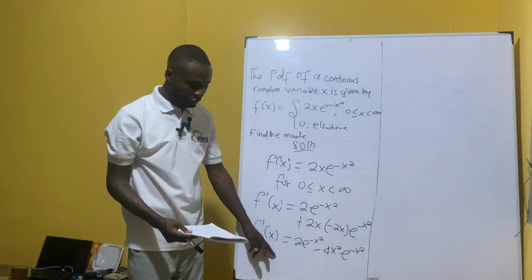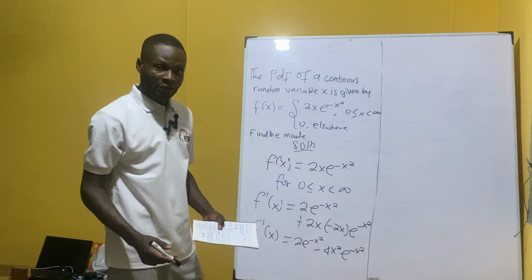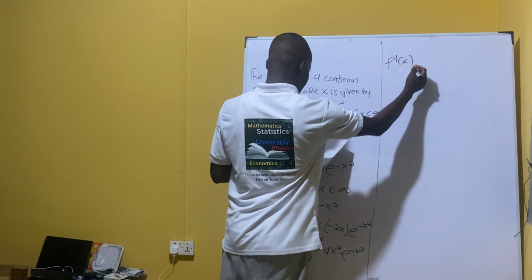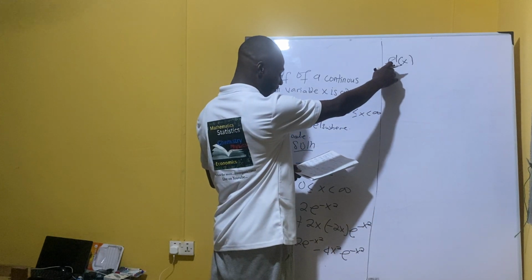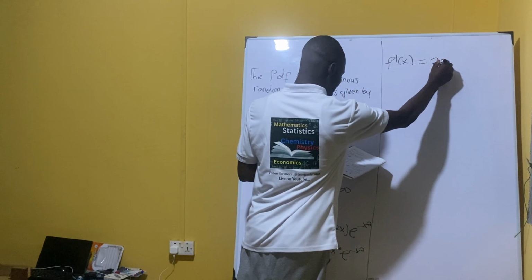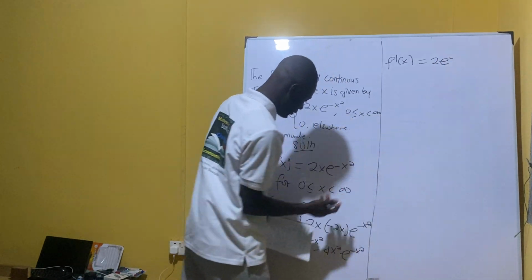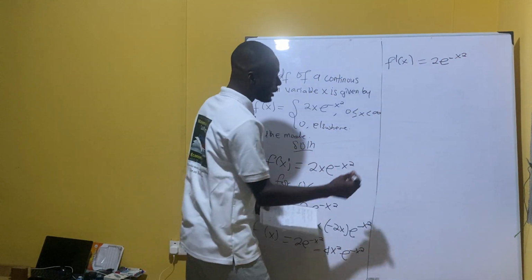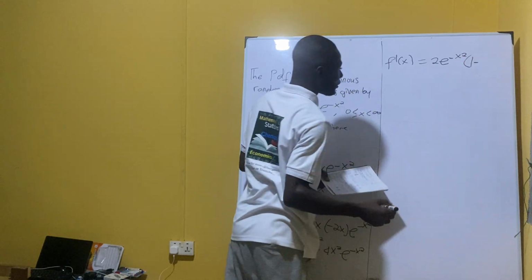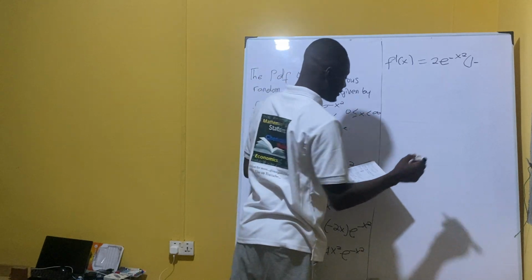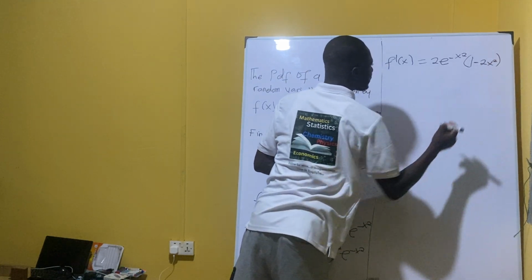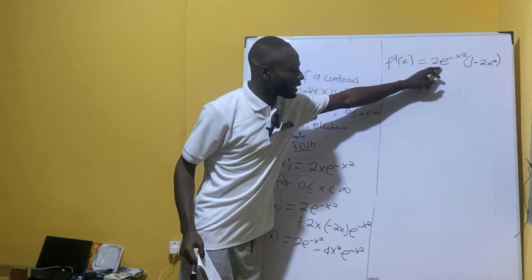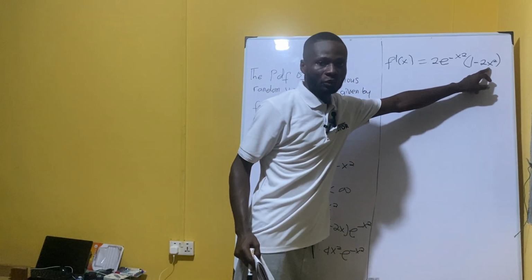So from here, let's simplify the derivative. The first derivative f'(x) will be equal to 2 e^(-x^2) times (1 minus 2x^2). Because e^(-x^2) is common, we have factored that out, so we have 1 minus 2x^2 inside.